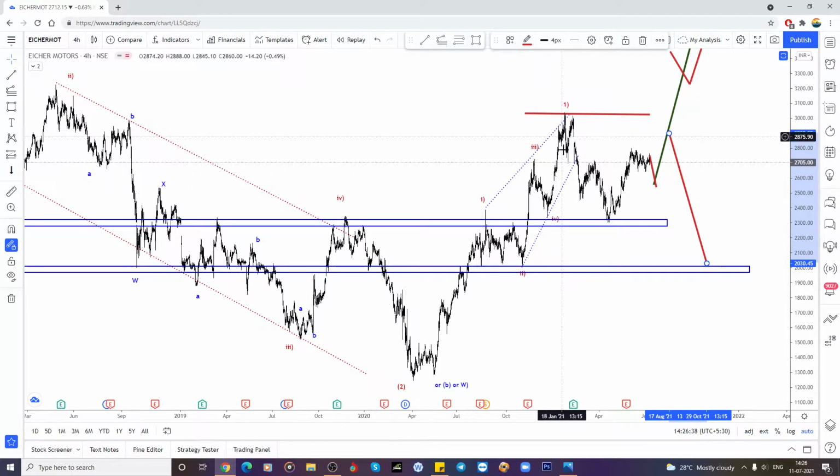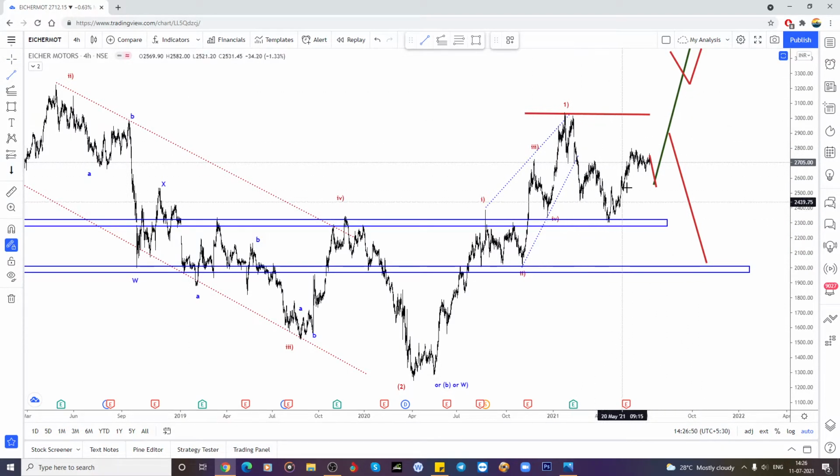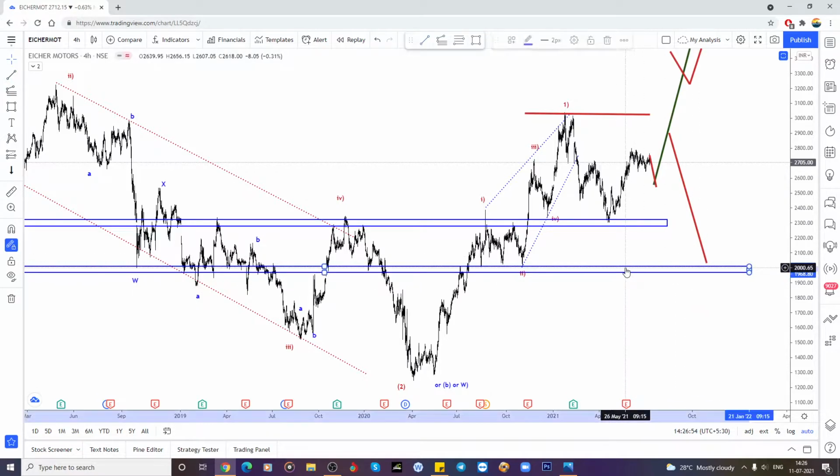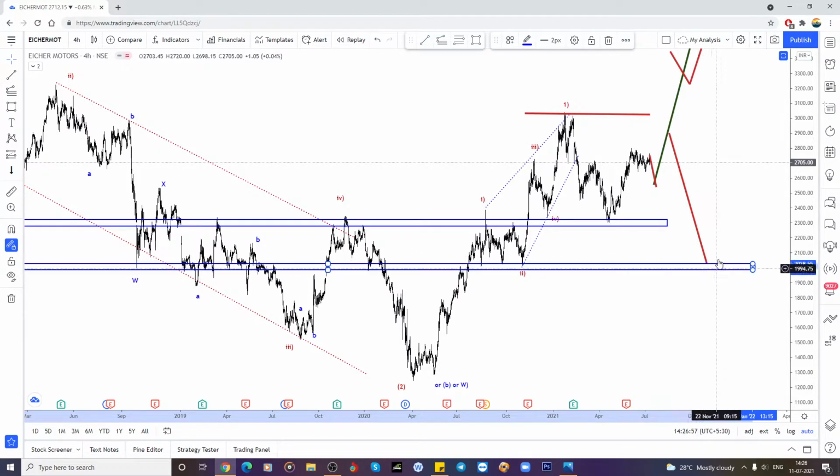See, this is a 5-wave structure, 1 2 3 4 5. So whether this ABC is an A, ABC is a B and C. So this is a W, X, A, B and C. Otherwise this could be a W, X, Y. So the whole thing becomes a flat correction, and again A, B, C, Y. So again it could retest this 2000 also.